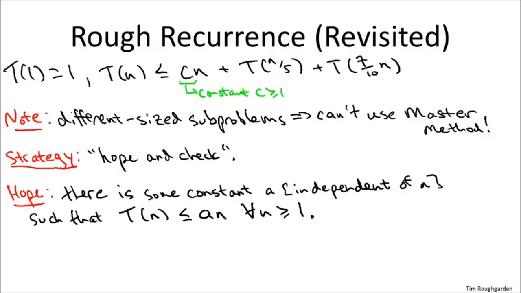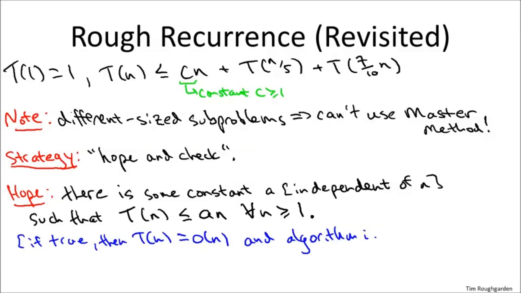Why is this what we're hoping? Well, suppose this were true. By definition, T of n is an upper bound on the running time of our algorithm. So if it's bounded above by a times n, then it's obviously O of n. It's obviously a linear time algorithm, where a is the constant that gets suppressed in the big O notation. So that's the hope. Now let's check it. And again, check means just verify by induction on n.